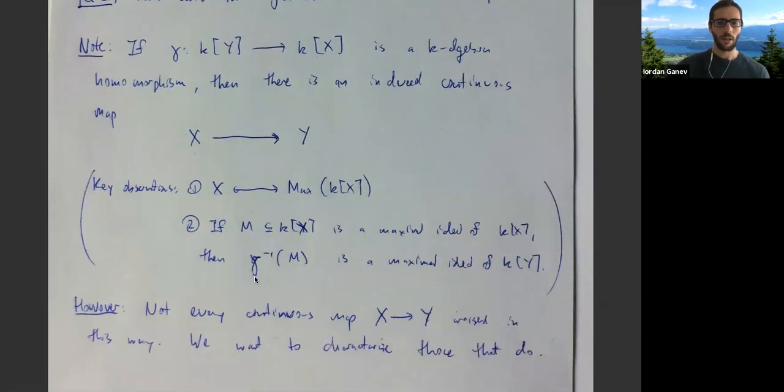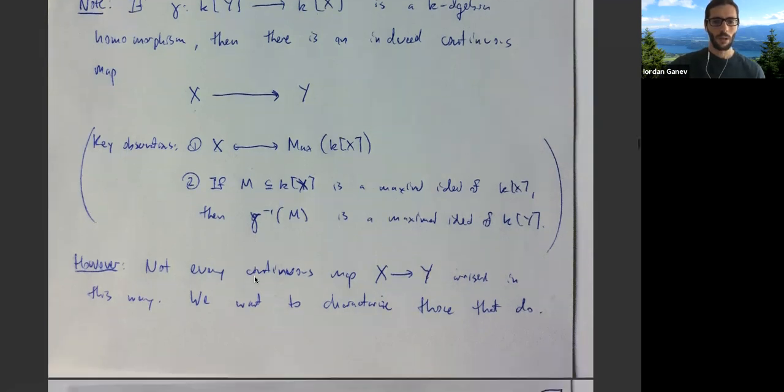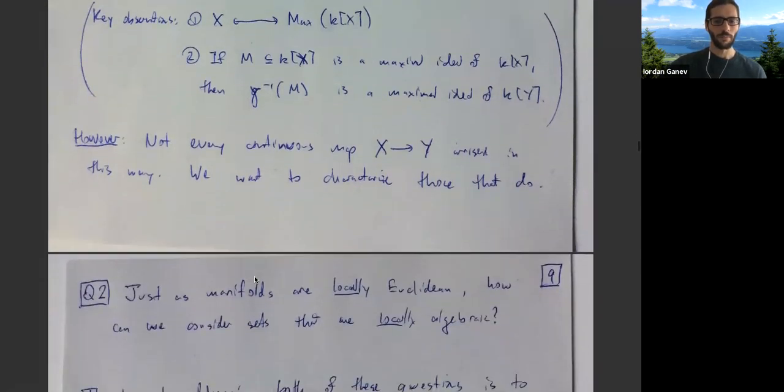But the issue is that not every continuous map from X to Y arises in this way. So if we just have some continuous map between these algebraic sets with their Zariski topologies, there's no guarantee that it's coming from a K-algebra homomorphism between their affine algebras. And we want to be able to characterize which continuous maps come from algebra homomorphisms. So that's one motivating question.